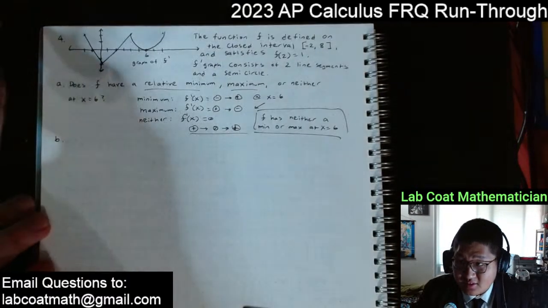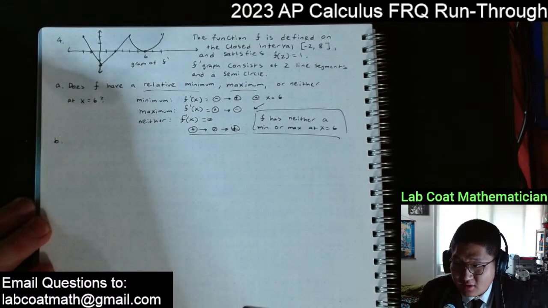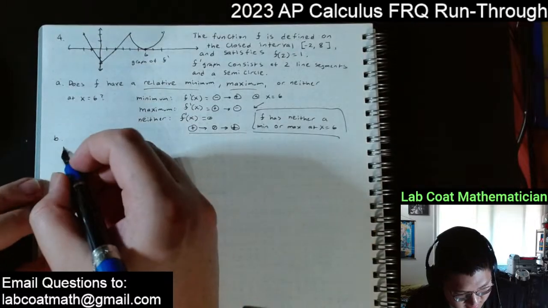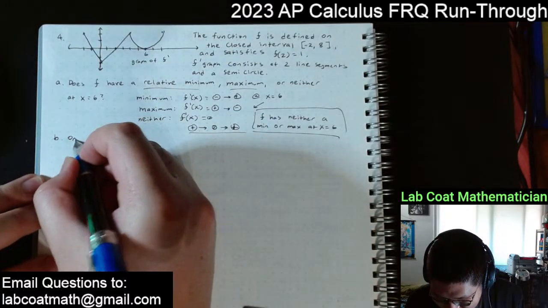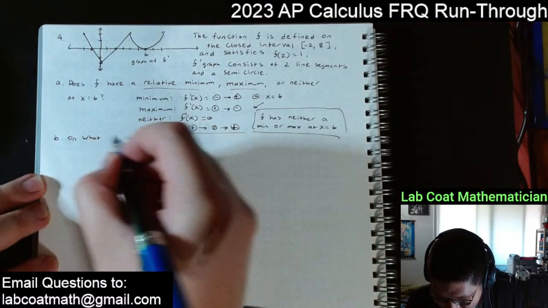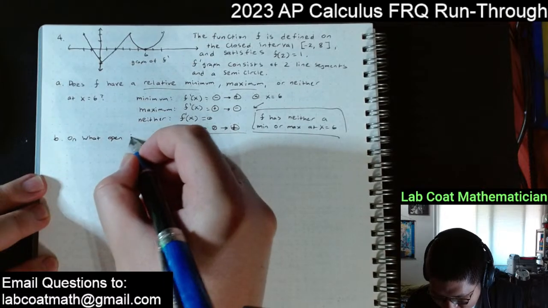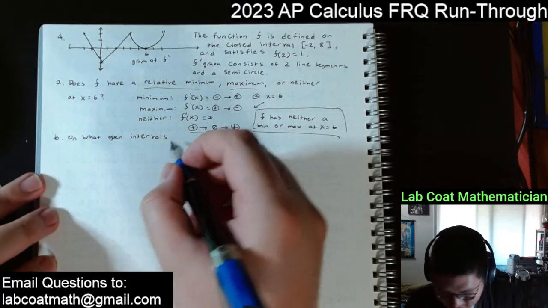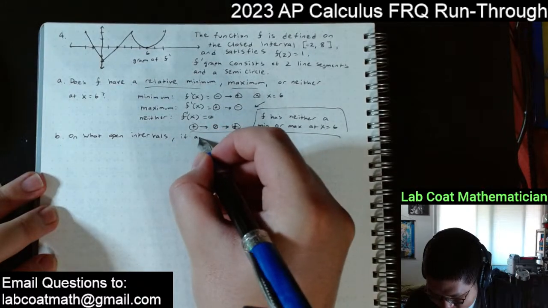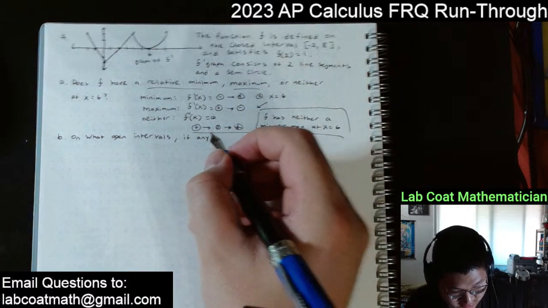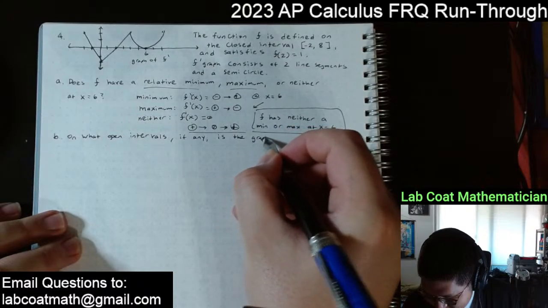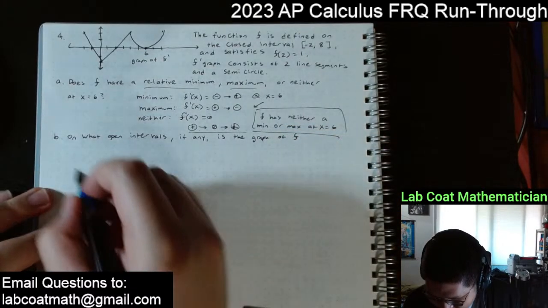So let's make sure we get to the next part. Okay, that's right there. Okay, very good. So for part B, it asks, on what open intervals, if any, is the graph of f concave down.